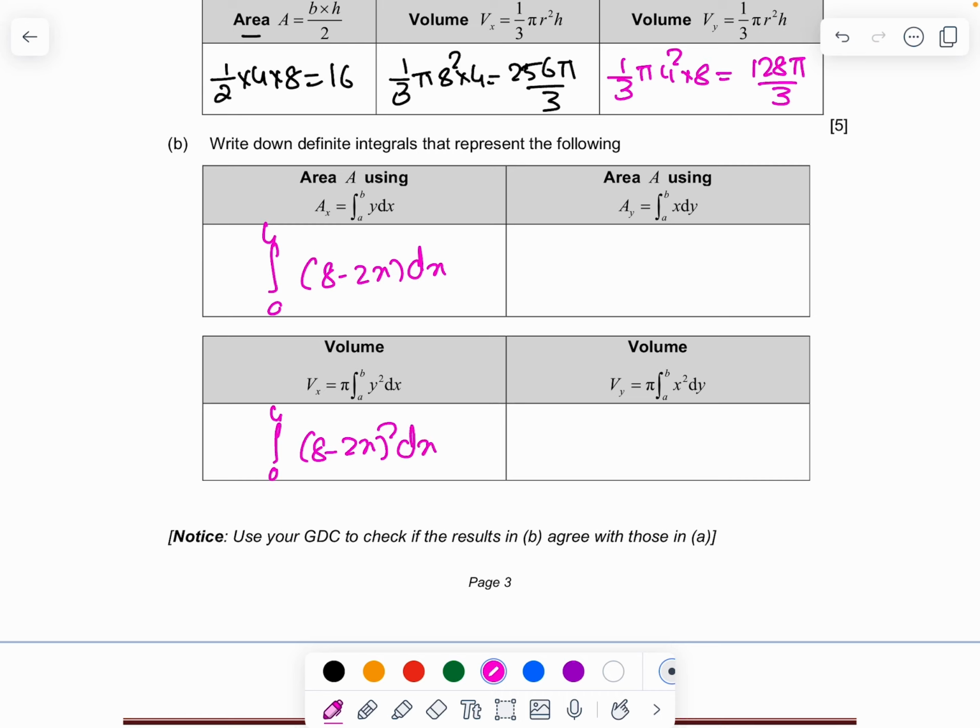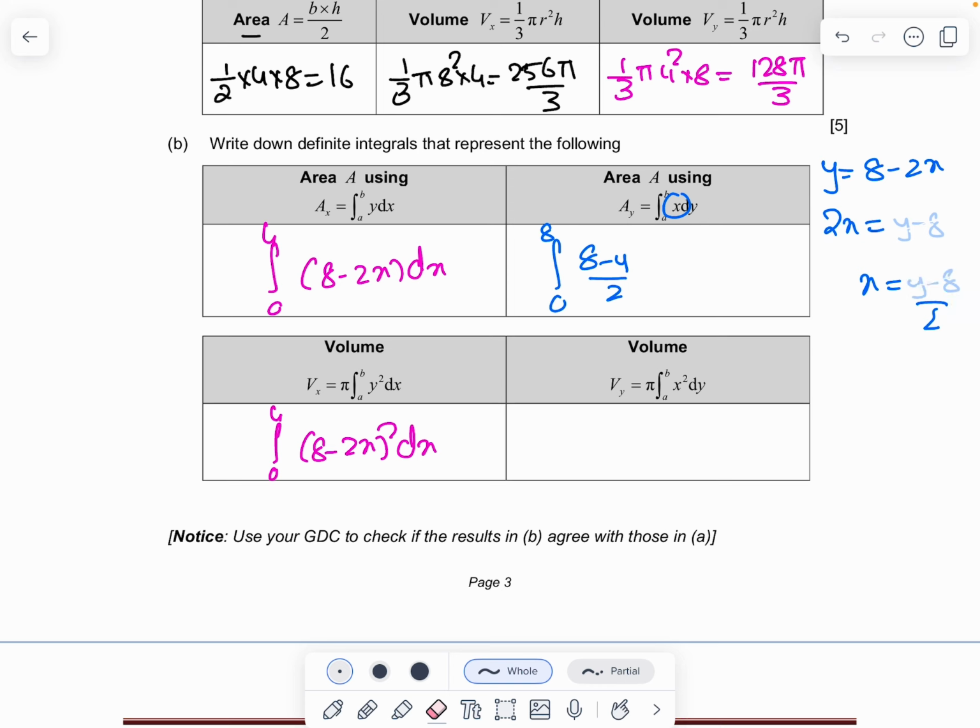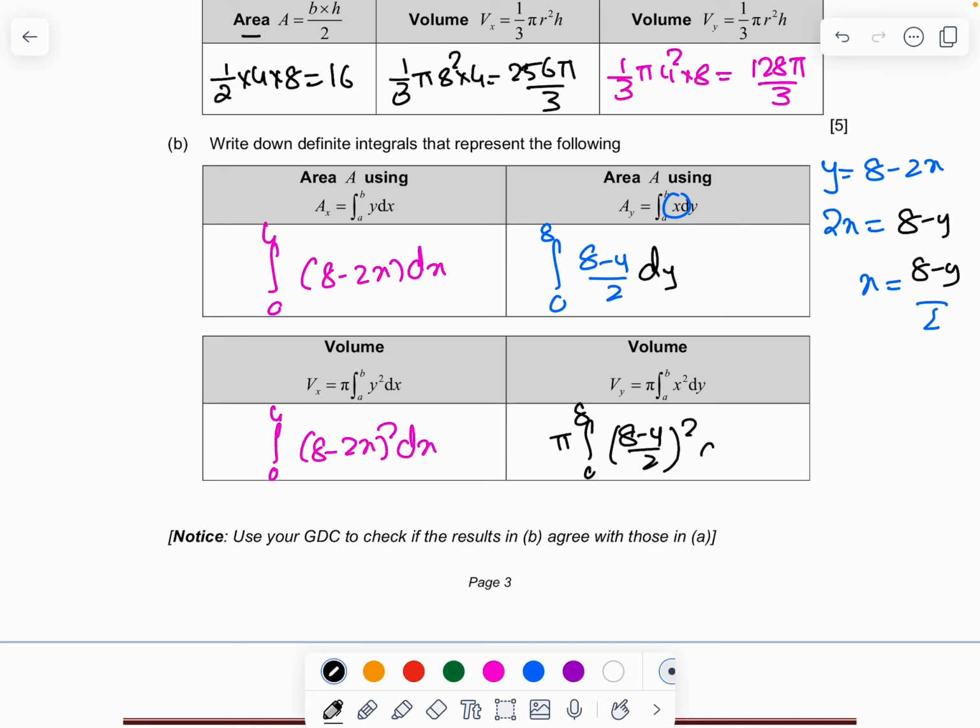But now when we are rotating along the y-axis, it is x. So y equals 8 minus 2x. So 2x equals 8 minus y, x equals 8 minus y upon 2. So what will be the area? 0 to 8, the y limits, 8 minus y by 2 dy. Then what will be the volume? Volume will be pi integral 0 to 8, 8 minus y by 2 whole square dy.